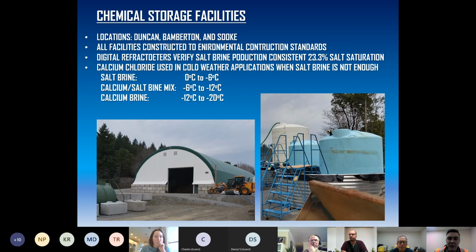Lastly, we have calcium chloride, which is used in cold weather applications when salt brine is not enough. Salt brine is typically good for a temperature range of 0 degrees Celsius to -6 degrees Celsius. We've used a calcium salt brine mix, which is good for -6 degrees Celsius to about -12 degrees Celsius, and then a straight calcium brine, which is good till about -20 degrees Celsius.